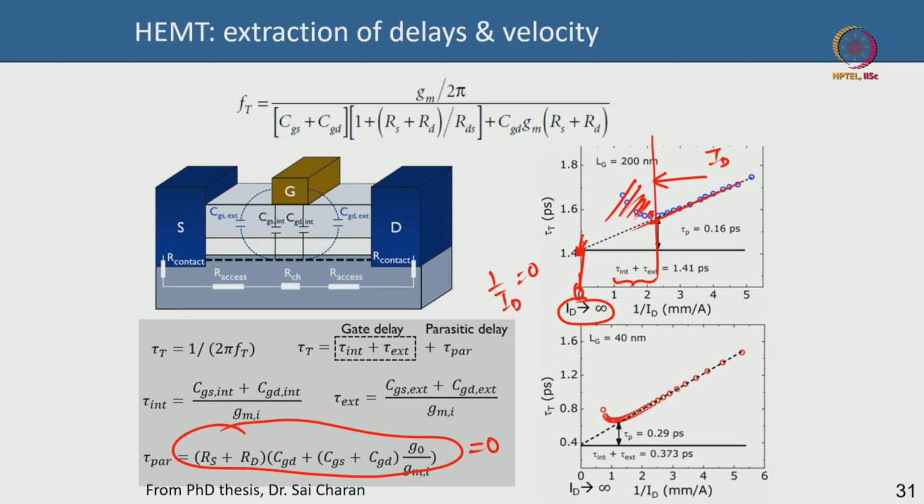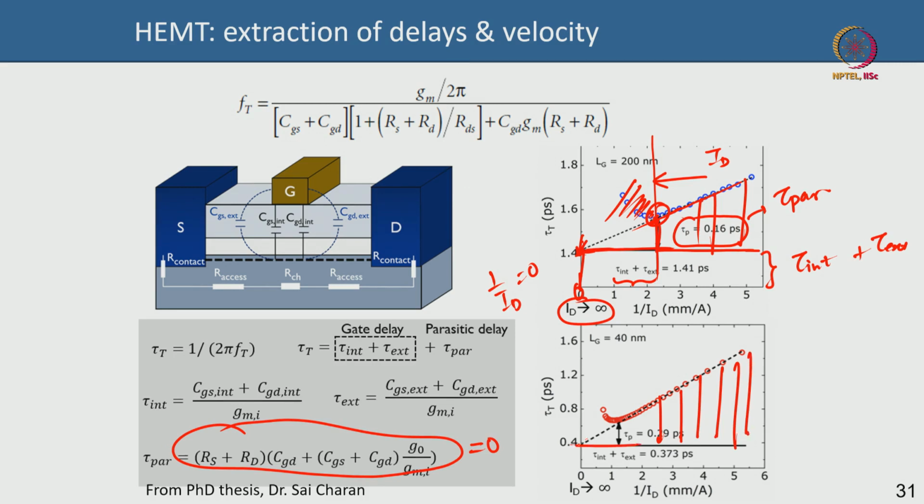So, this point is constant, by the way. At any drain current, you have a total delay of intrinsic plus extrinsic delay here. This is your 0 point, and from that minimum point to this point, you can see this is 160 femtosecond or 0.16 picosecond, that is your parasitic delay. So this delay is a combination of parasitic delay plus extrinsic plus intrinsic delay, but this is the minimum extrinsic plus intrinsic delay you can get.